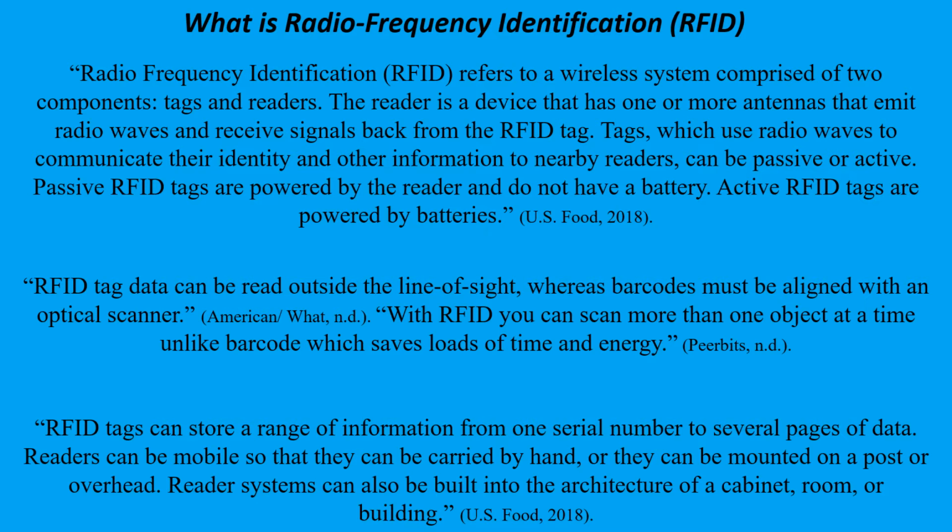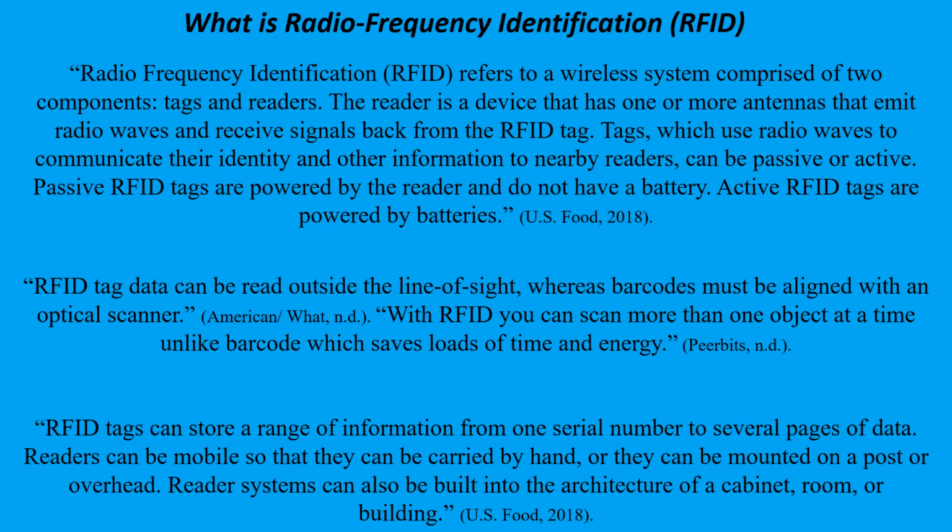RFID tag data can be read outside the line of sight, whereas barcodes must be aligned with an optical scanner. With RFID, you can scan more than one object at a time, unlike barcode, which saves loads of time and energy.